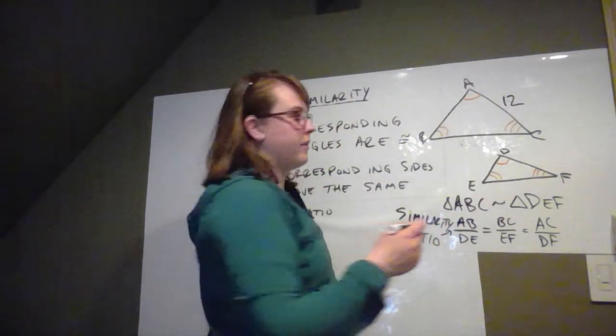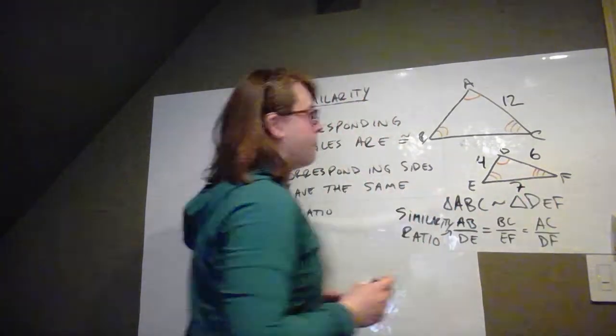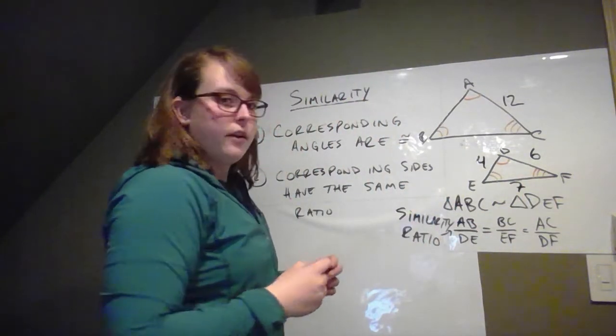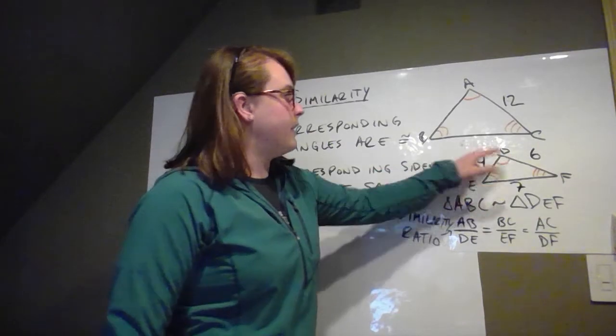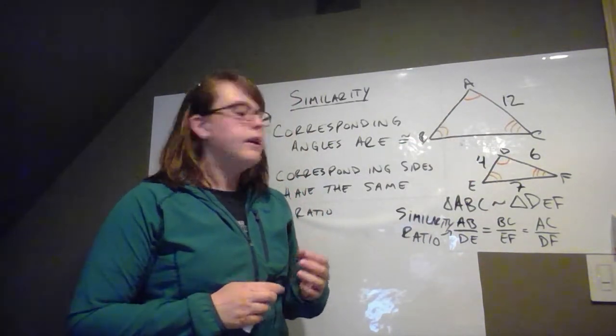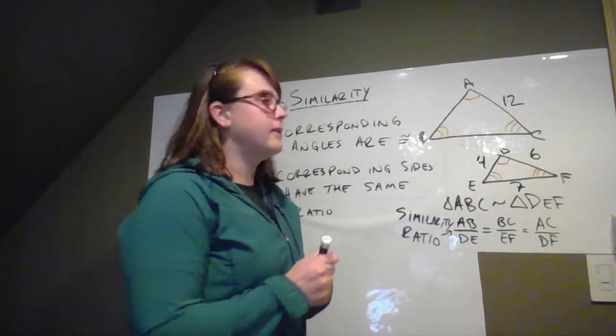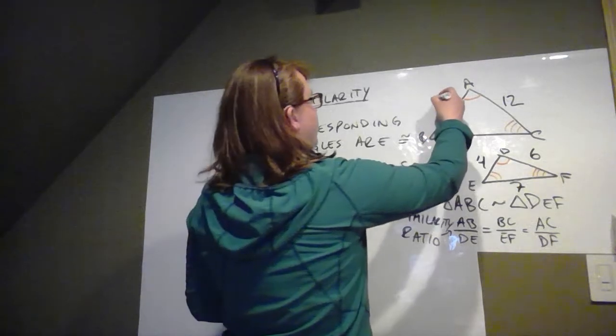And then we're going to label the ones on the smaller one. We're going to go 4, 6, 7. Okay, so I know all 3 sides on this one. I only know one side on this one. And I want to use the similarity to find the 2 missing sides. So I'm going to take those 2 missing sides and name them X and Y.